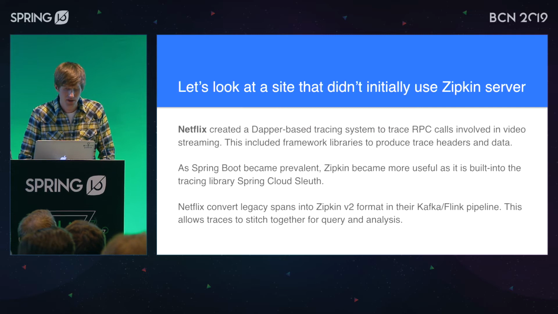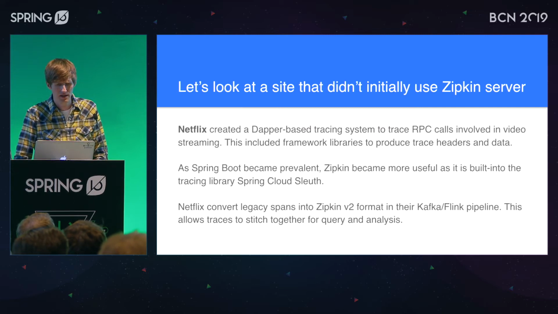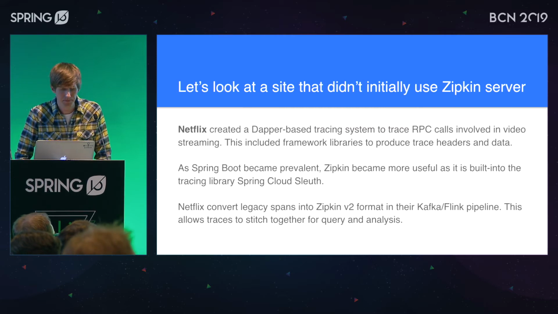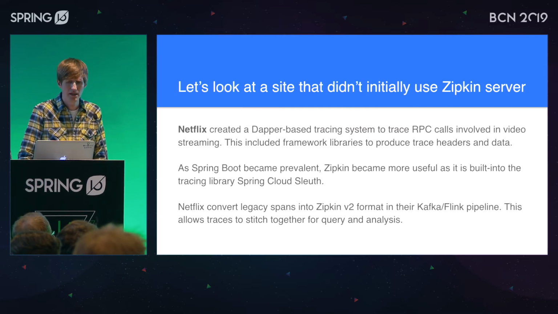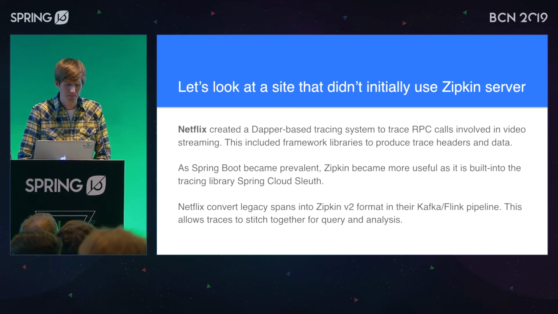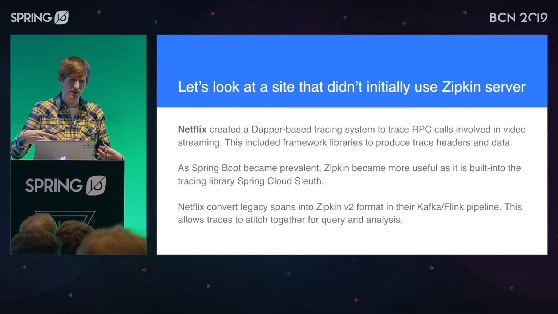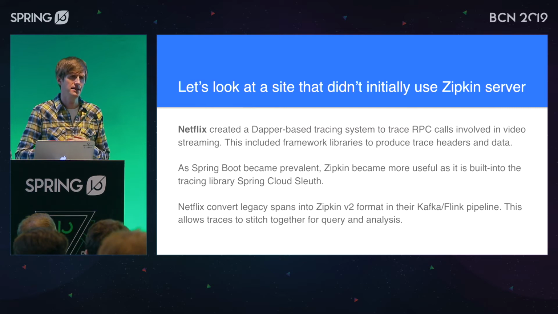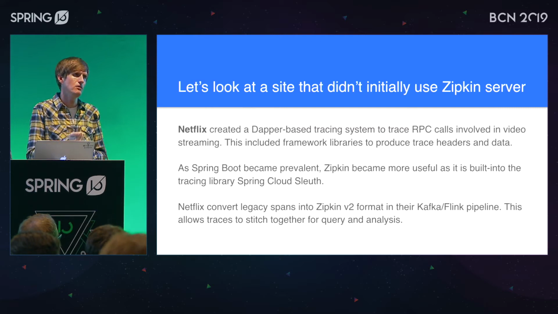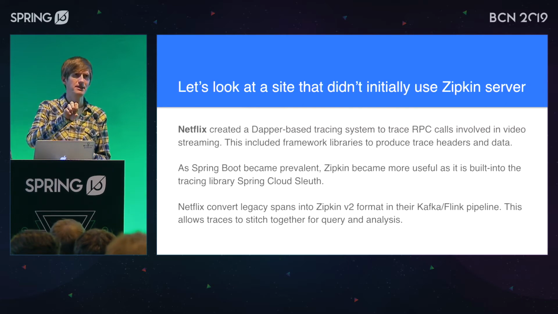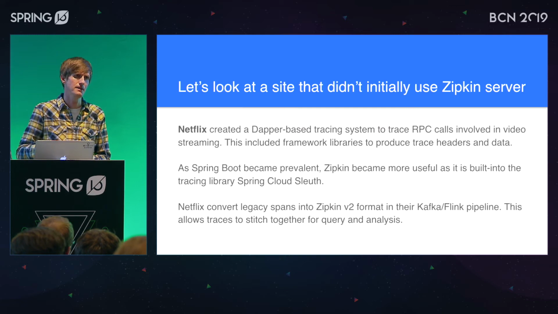And so you see this word Dapper coming around, it's just a general design. A lot of the Java architecture they were using was using a different library. And then their architecture started shifting towards Spring Boot. And so what they have done is a couple things. One, they retrofitted their old libraries to migrate things a little bit to use the same header format as Zipkin uses, which is called B3.